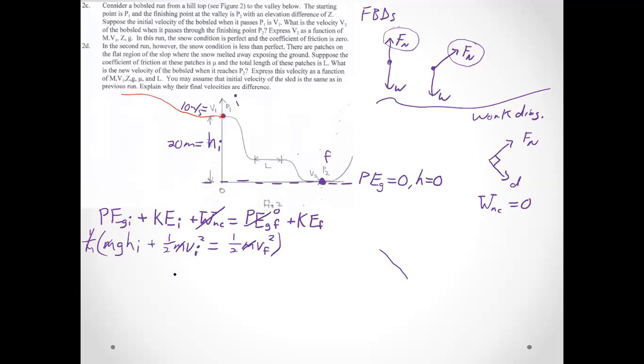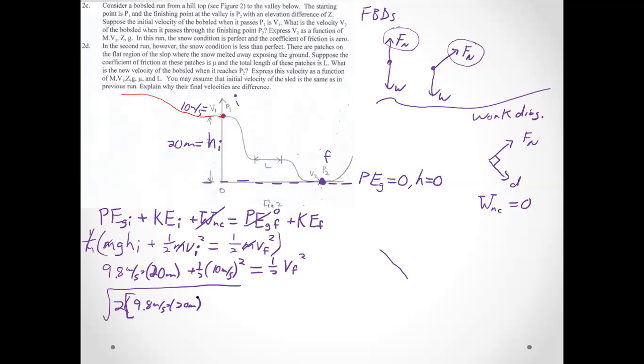All right, so now what are we supposed to find? Final velocity. So 9.8 meters per second squared times 20 meters height plus 1/2 times (10 meters per second) squared equals 1/2 times V sub F squared. And so we're going to multiply both sides by 2, and then we're going to take the square root. Now let's make that a bracket: 9.8 times 20 plus 1/2 times 10. All right, and that's equal to VF.